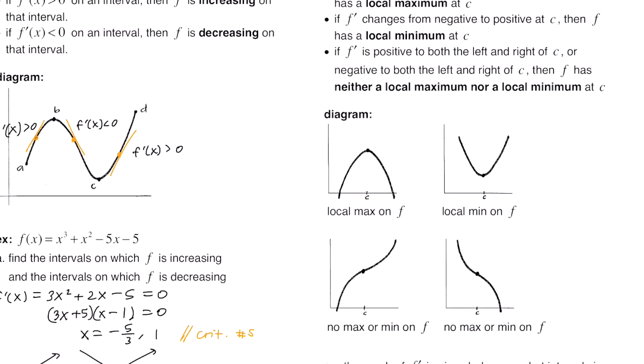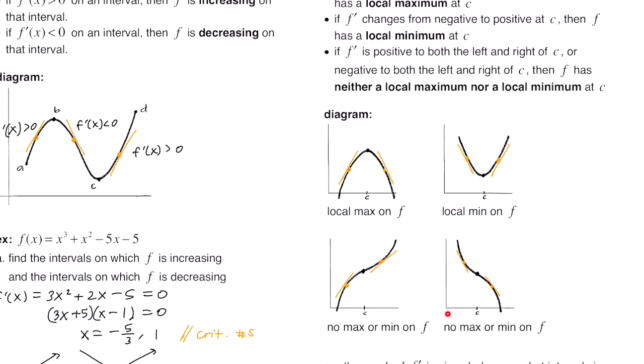So here's a few diagrams. For our first diagram, we have f prime is positive, and then it changes to f prime is negative. Since f prime changes from positive to negative at C, we say that f has a local max at C. For this diagram, f prime is changing from negative to positive at C, therefore f has a local minimum at C. Right here we have f prime is positive to the left of C and f prime is positive also to the right of C.